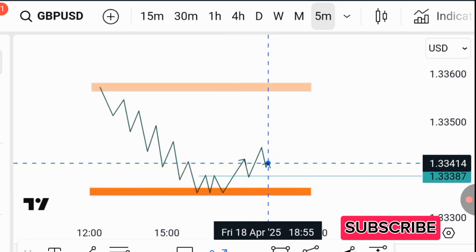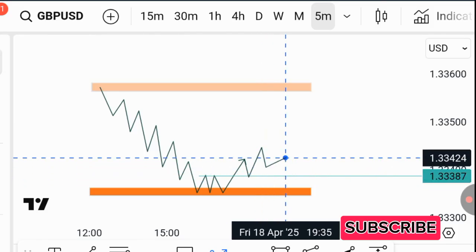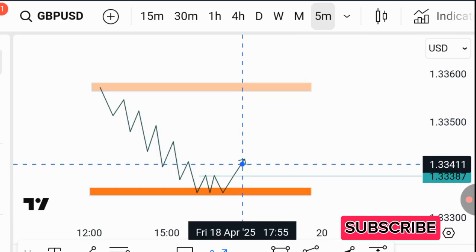before pushing to the upside. So let's say price eventually gets to this high.